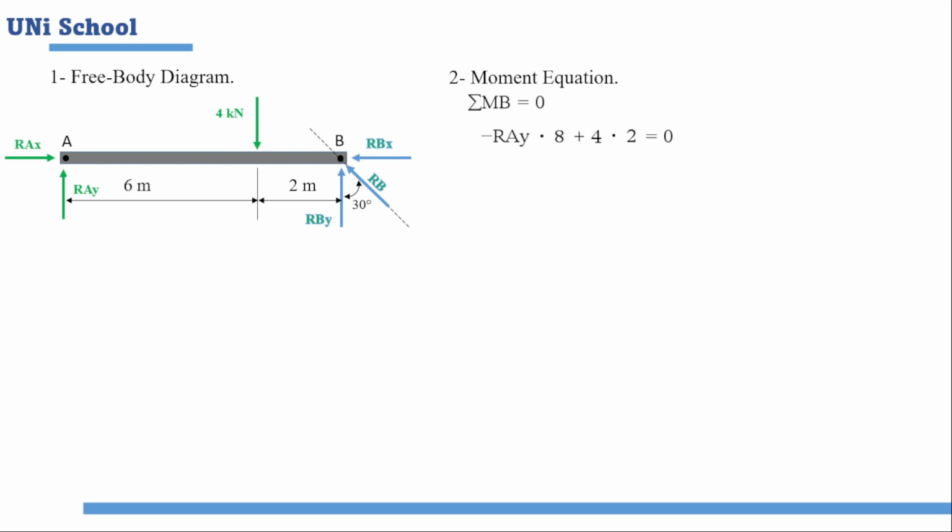The reaction components at B are not included in this calculation, as the distance to point B of these components is 0. Let's solve our equation to find the value of RAY. We have that RAY is equal to 1 kilonewton.